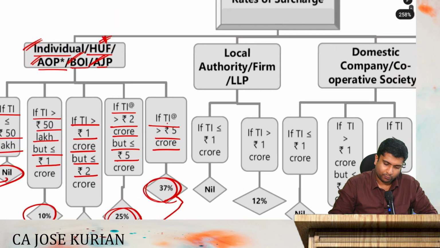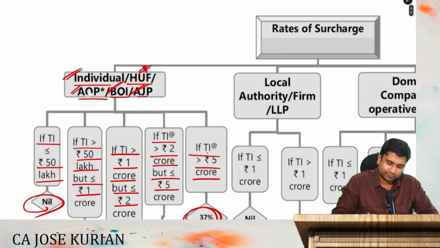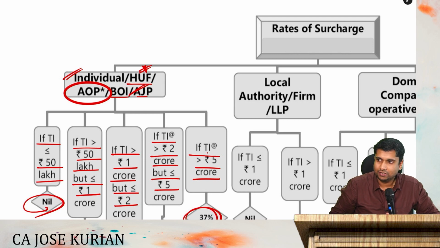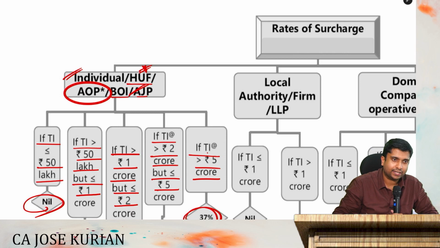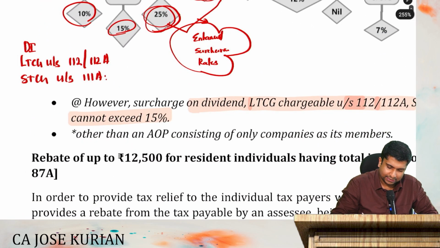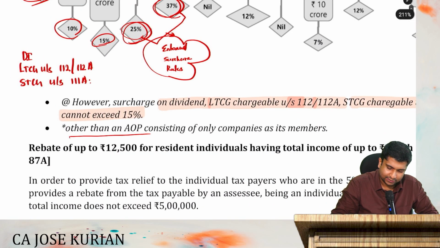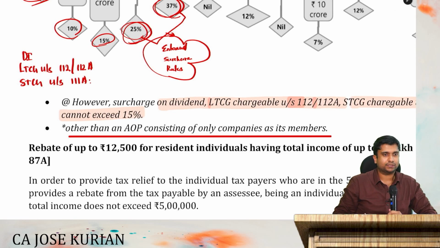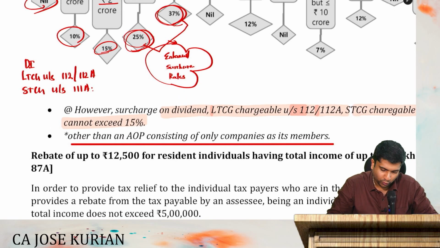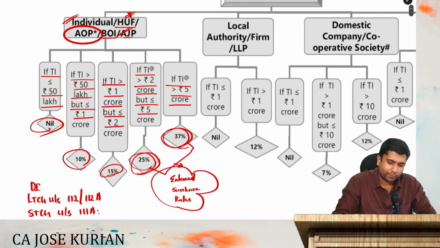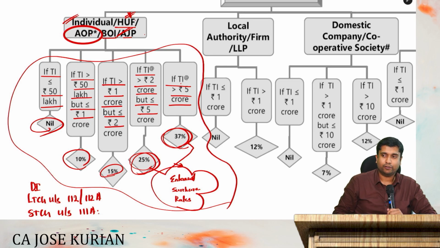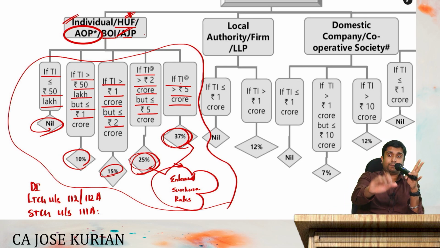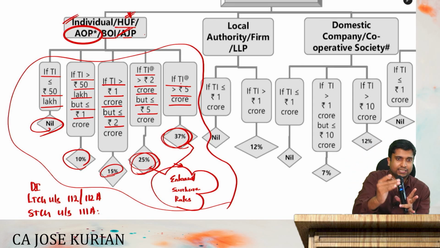Now, there is one more thing. You can see a star along with the AOP. What do you mean by that? So, they say, other than AOP consisting only companies as members. What do you mean by this? Listen, I've told you, for individual, HUF, AOP, BOI, AJP, these are the surcharge rates. For individual, HUF, AOP, BOI, AJP, this flowchart is the surcharge rate.